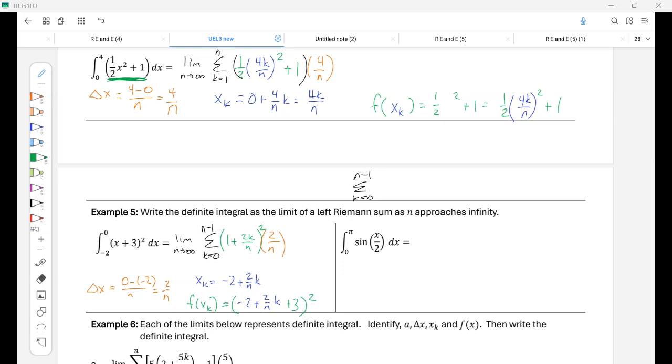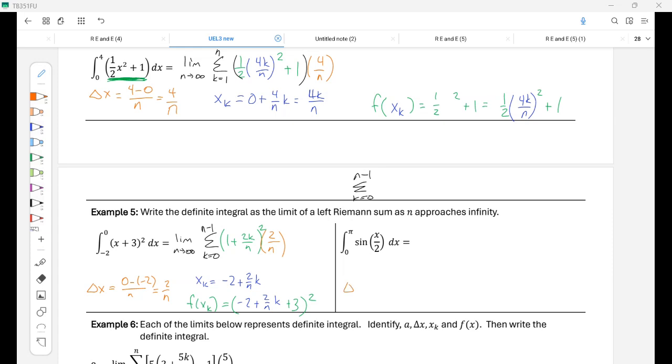Right, and that flips up to the numerator. Pi over n, 0 plus pi k over n. F of xk is sine of pi k over n over 2, because it's this function, which is the sine of x over 2. Is that the right simplification? 2 pi k over, no, it would be over 2n. So the over 2 kind of throws us, but hopefully everything else worked out. Pi k over 2n. Yes. Okay.